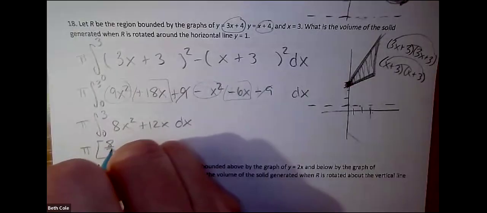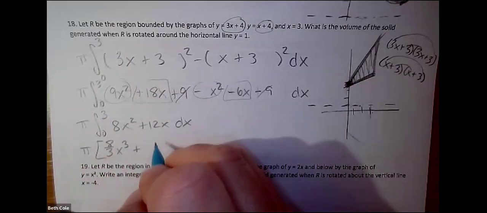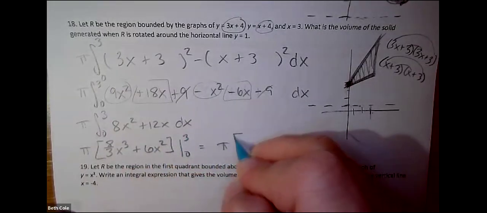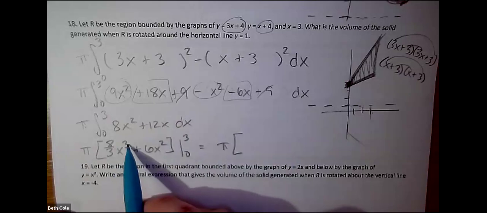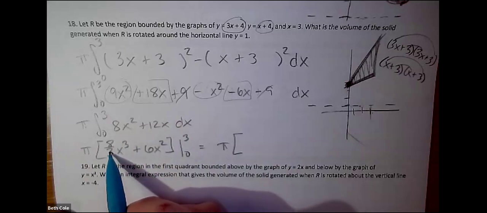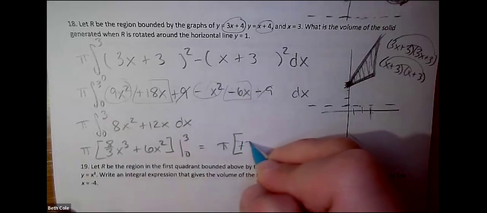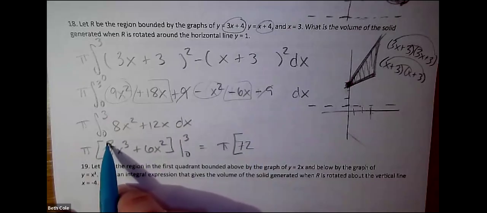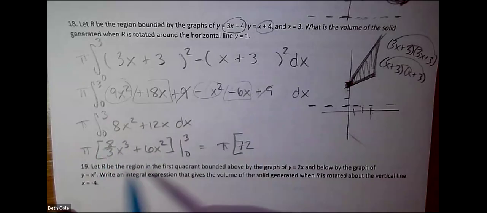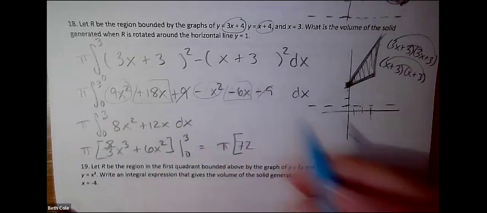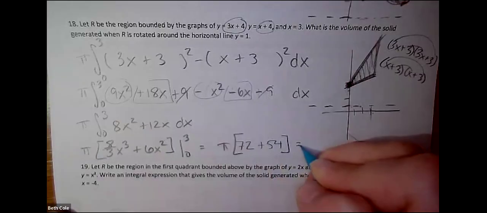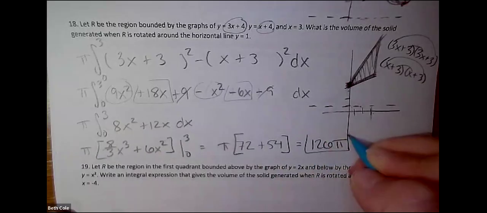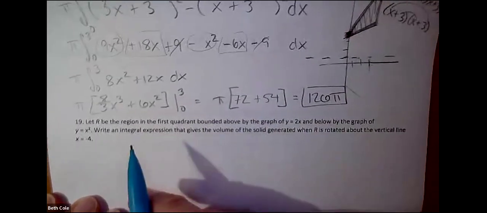So this would be 8/3 x cubed plus 6x squared, such that 0 to 3, and I really just need to plug in the 3. So 3 cubed is 27. 27 divided by 3 is 9, and then 9 times 8 is 72. Divide first, divide by the denominator, and then multiply by whatever the numerator is. It'll keep your numbers smaller. And then here, 3 squared is 9, times 6 is 54. And then adding those together, what is that? 126 pi. Phew. All right. We made it through.